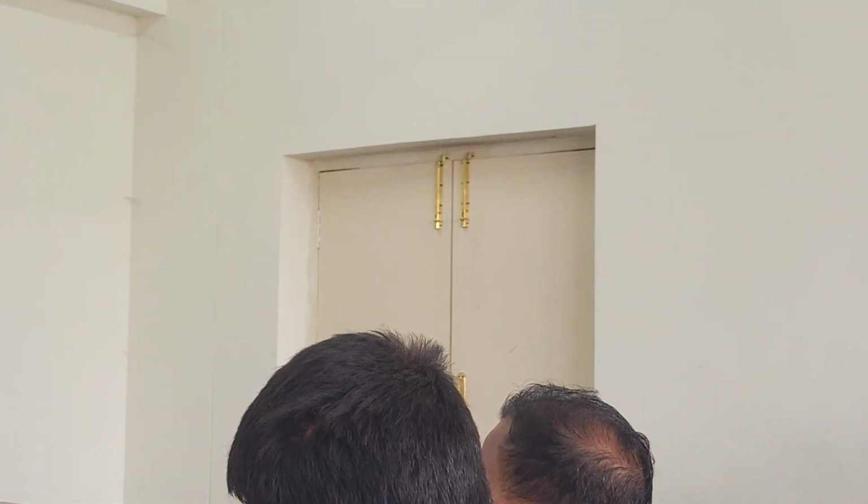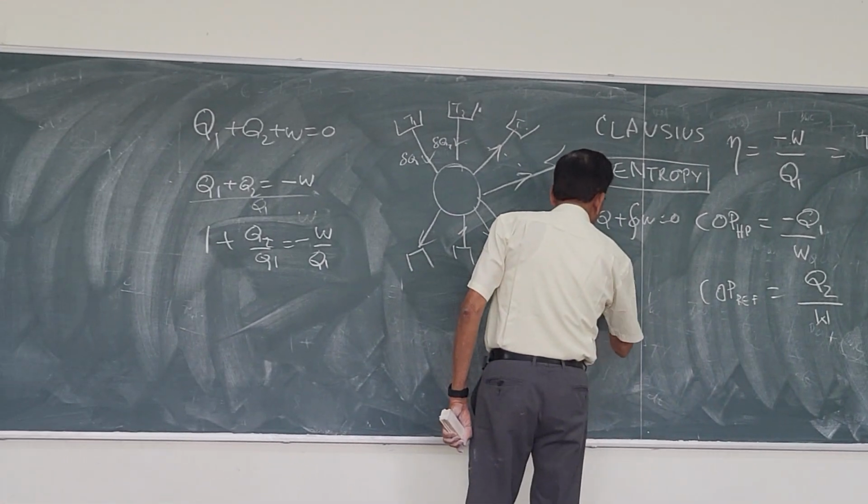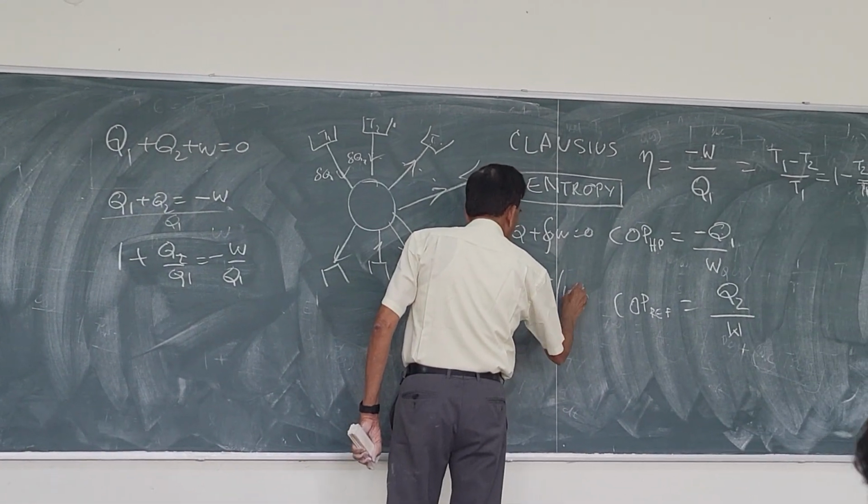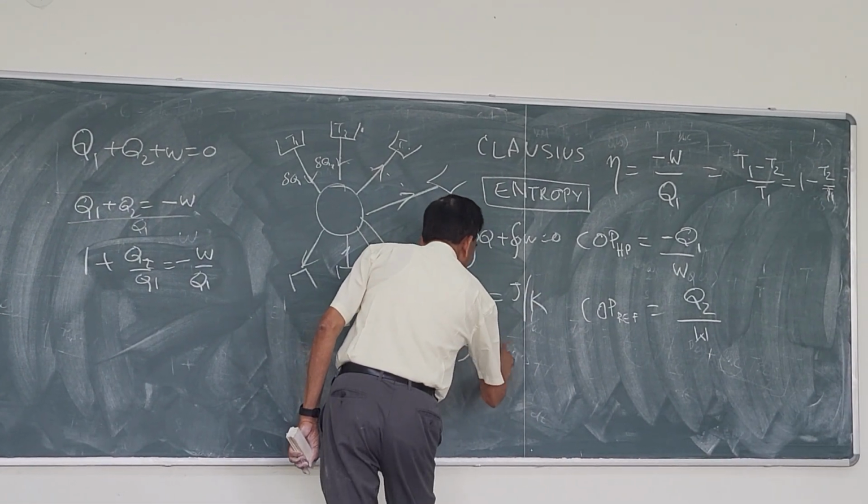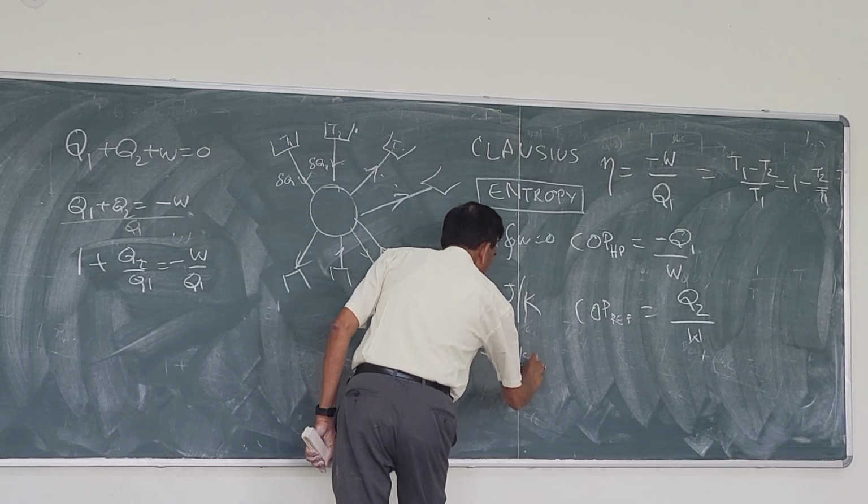Okay? What is the unit of entropy now? If it is capital S, the unit has no mass in it. This is the unit of joules per Kelvin. The lower case s is joules per kg Kelvin.